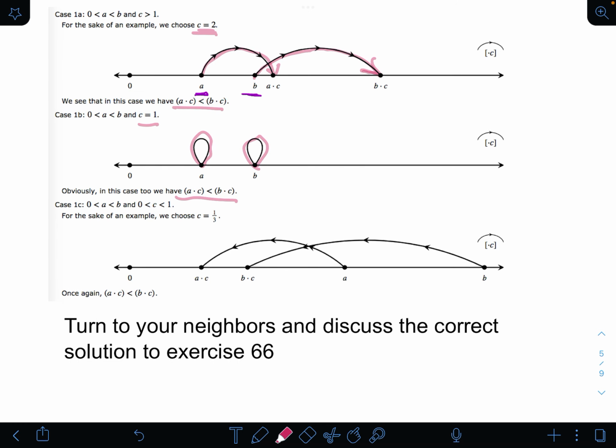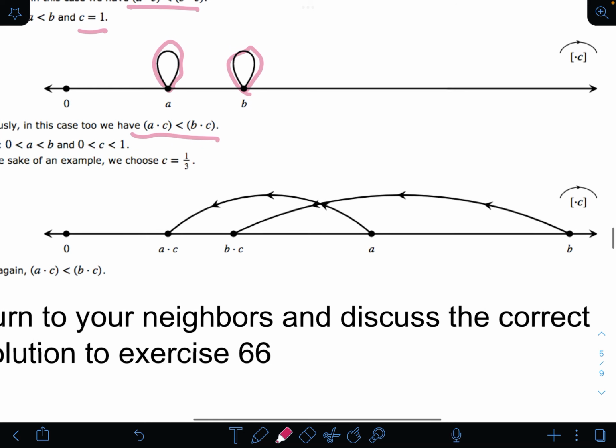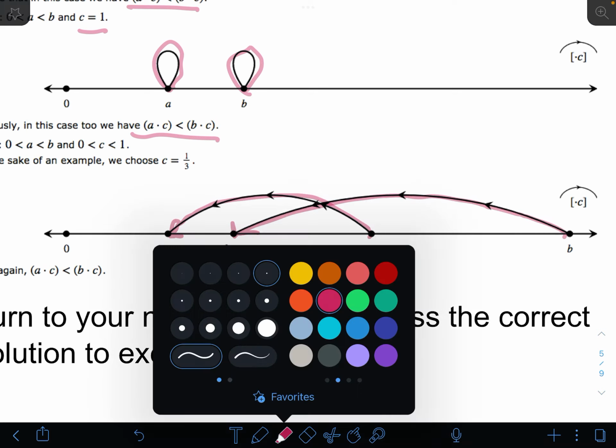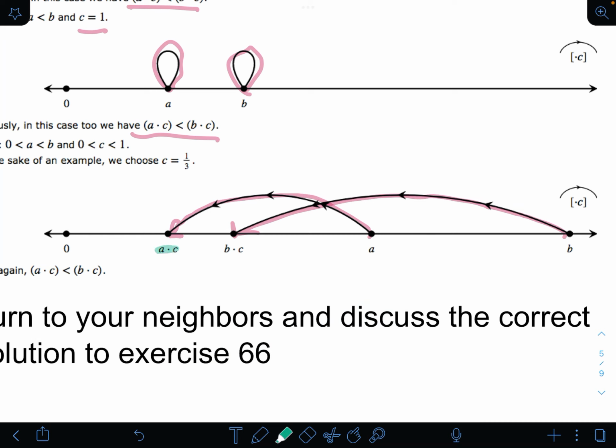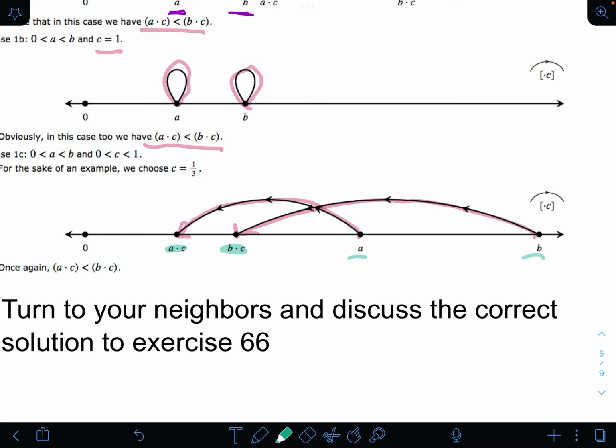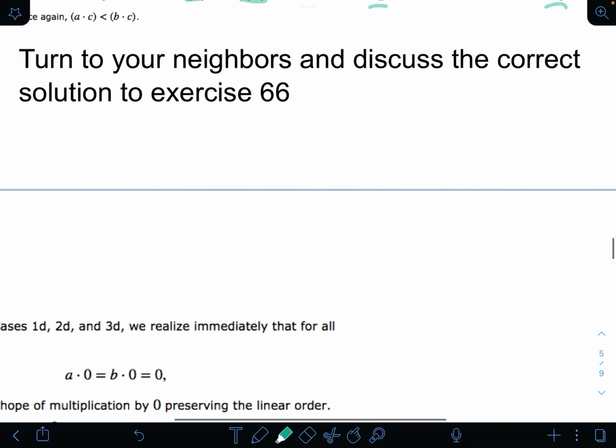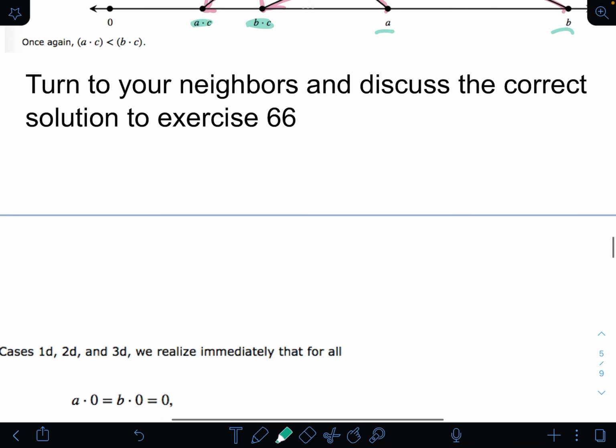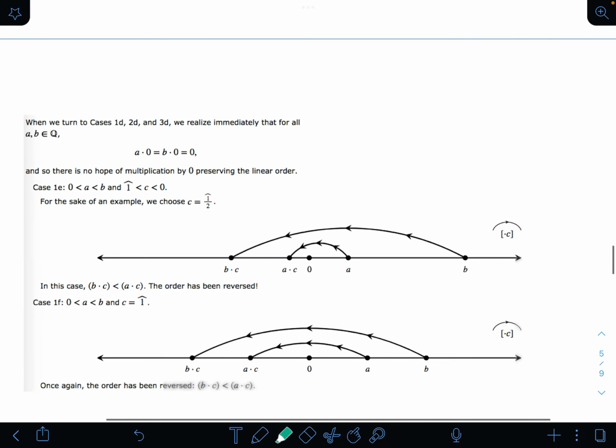When it's a fraction, for the sake of choosing some example, we'll choose 1/3. So if I do A times 1/3 and then B times 1/3, it gets even smaller. But look, when it's all said and done, A times C and B times C are still in the same order that A and B were. Okay. Now I want you to talk with your classmates about how you would do exercise 66 in light of what I just told you, okay? All right, so you'll go do that, and when you come back, we'll continue.